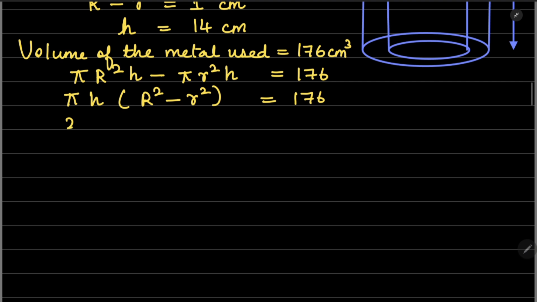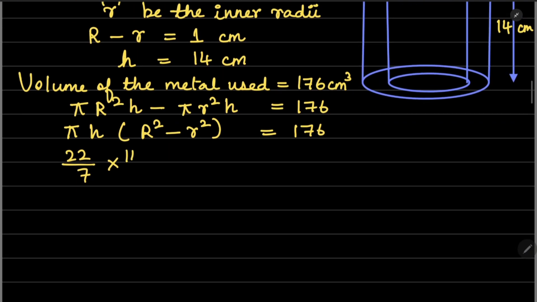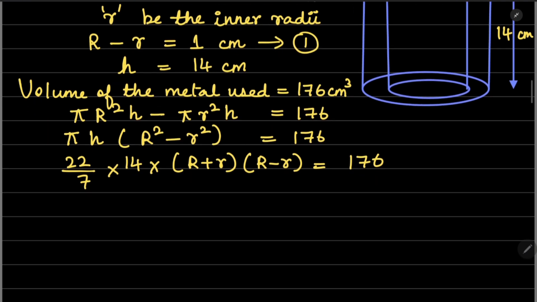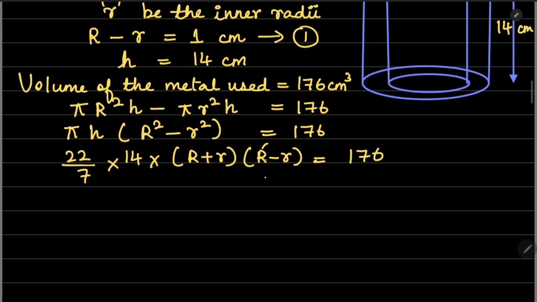So the pi value is 22 by 7. Height is 14. Multiplied by, what is a square minus b square? a plus b multiplied by a minus b. So (R plus r) multiplied by (R minus r) is equal to 176. We already know that capital R minus r, the difference of the radii, is 1. Okay, so this value is equal to 1, right?